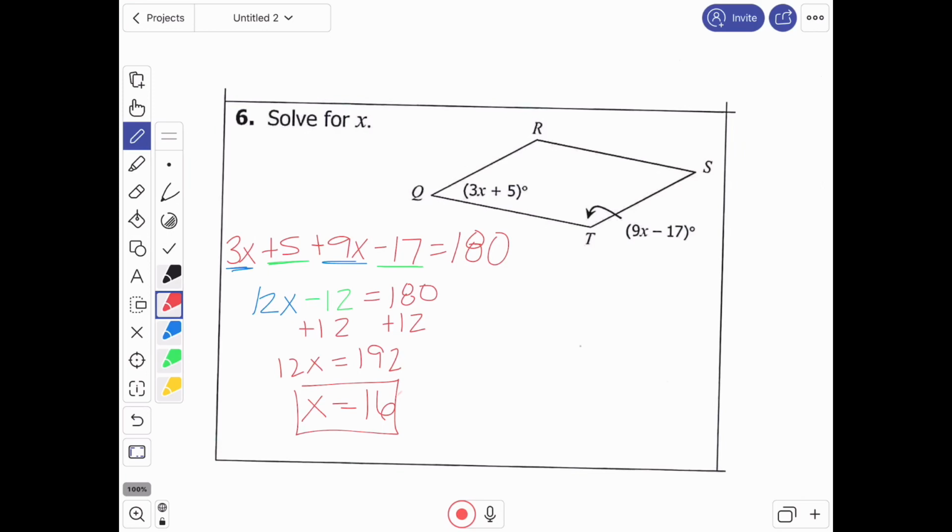Okay, so make sure you understand the difference between opposite angles and consecutive angles. So Q and S would be opposite angles, but Q and T are consecutive, so they're going to be supplementary. And that's when we add them up to 180. Another example of supplementary would be Q and R.